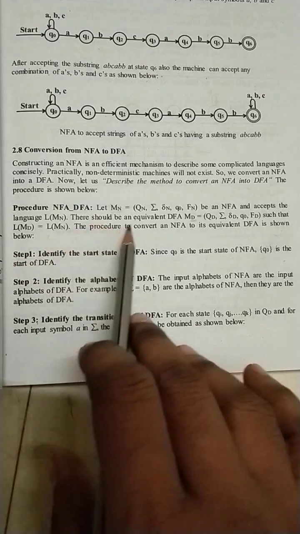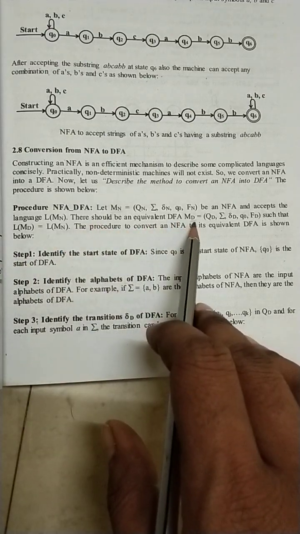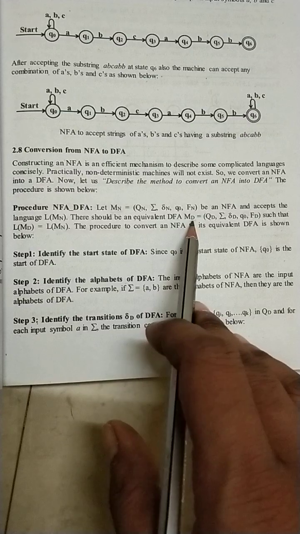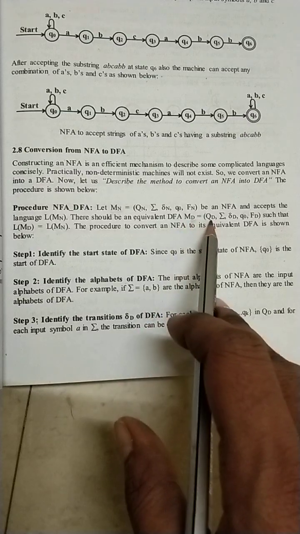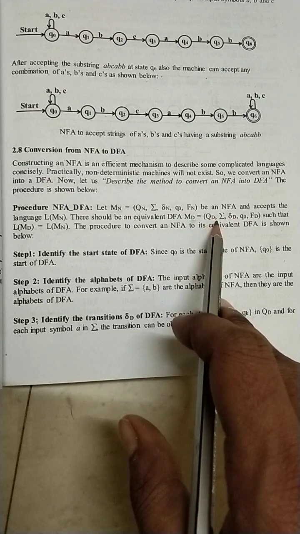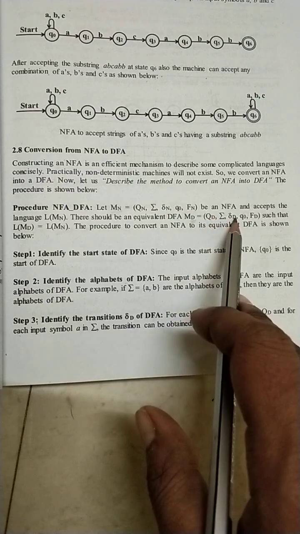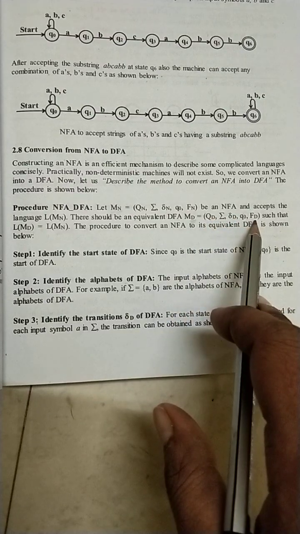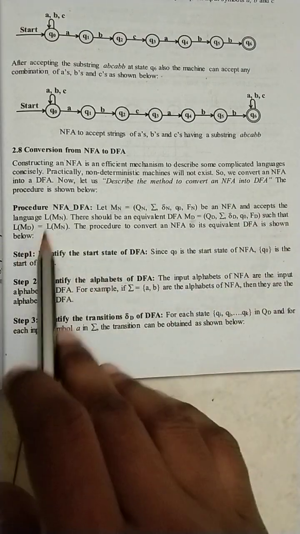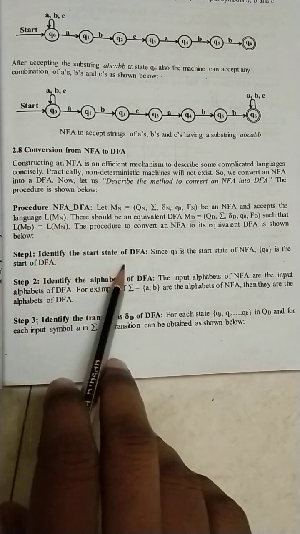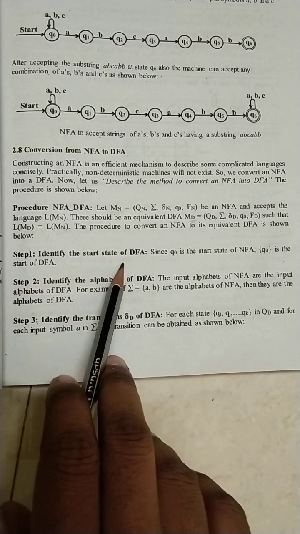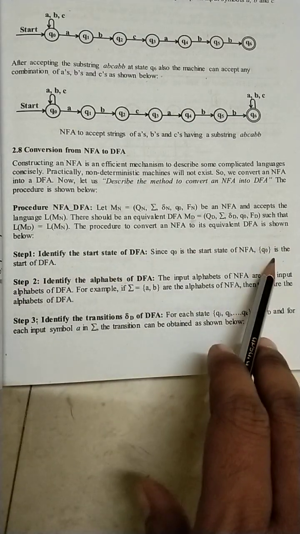Okay. And it should be an equivalent DFA. So here all the things will be represented by D: the machine for the DFA, states for the DFA, transitions in the DFA, and final states of the DFA. Okay, so there are 4 steps in this one. Step 1: the starting state of both the NFA and DFA should be the same. So normally it will be Q0.